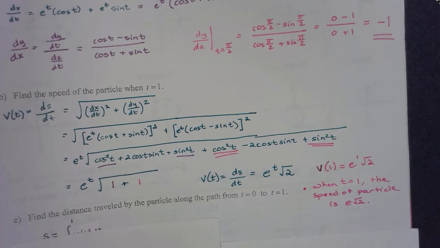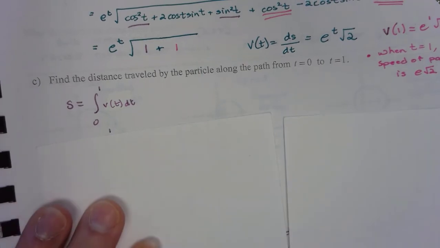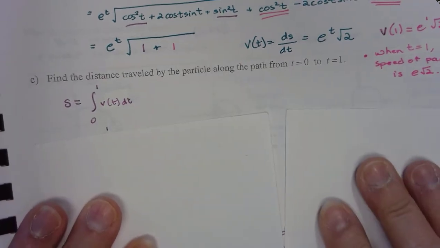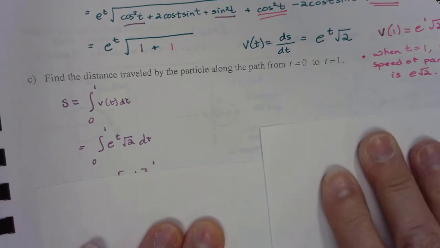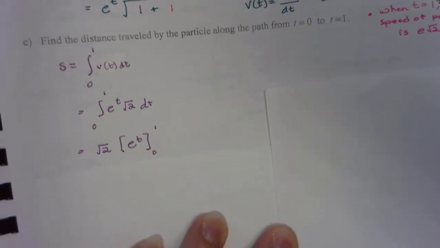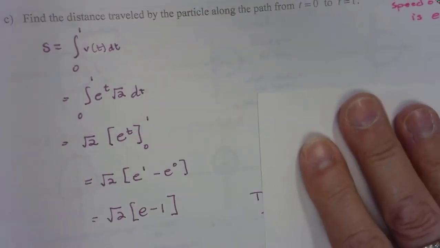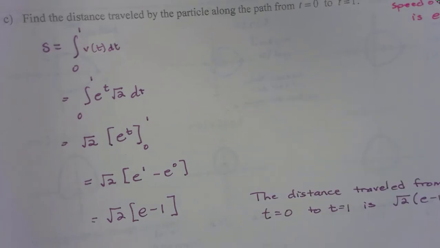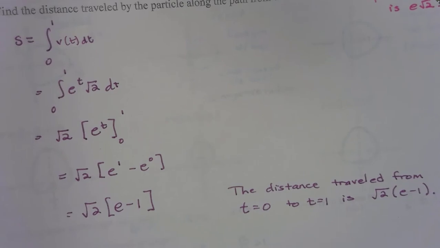Find the distance traveled by the particle from t equals 0 to t equals 1. So I'm going to look at s equals the integral from 0 to 1 of ds/dt dt. I'm going to integrate this. You know that that square root of 2 can come out in front. The integral of e to the t is e to the t. Substituting in from 0 to 1, fundamental theorem step, I get that. The distance traveled from t equals 0 to t equals 1 is the square root of 2 times e minus 1.